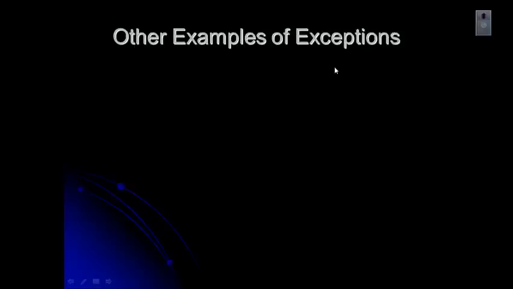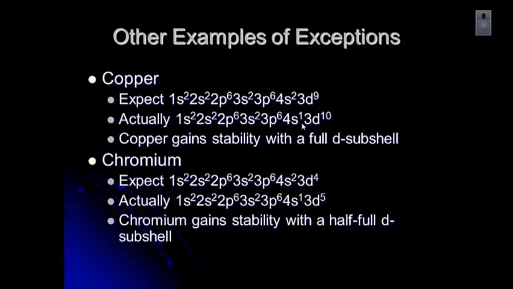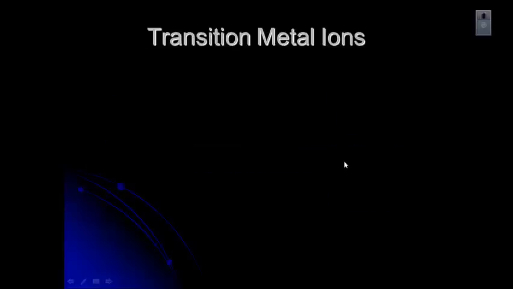Copper, you would expect this configuration, but it actually has a 3d10 instead of 3d9. One of the s electrons moves to d. And I'm not going to expect you to know the exceptions. I just want you to see why they are the way that they are. And then chromium actually does the same thing. One of the electrons moves from s to d. Rather than giving it a full subshell, it gives it a half-full d subshell.